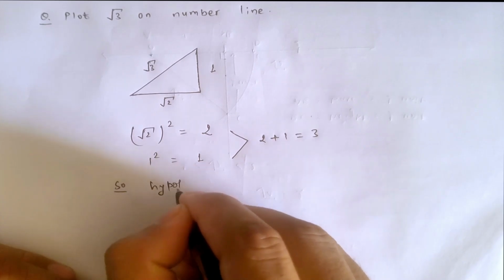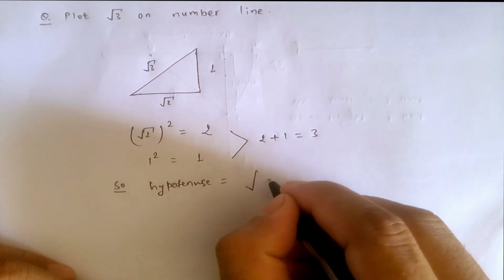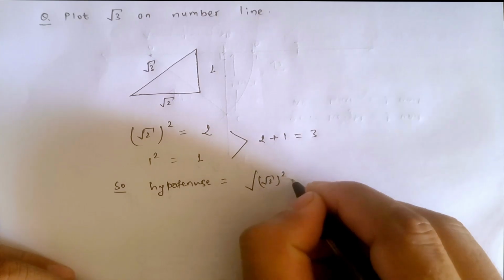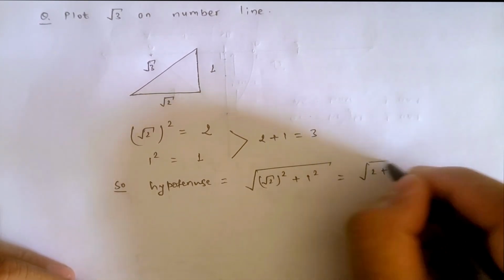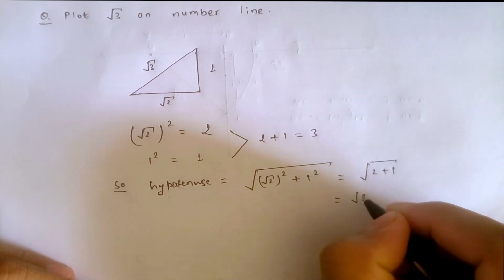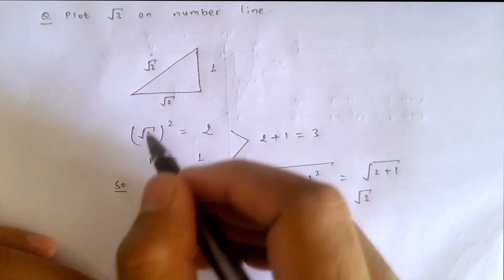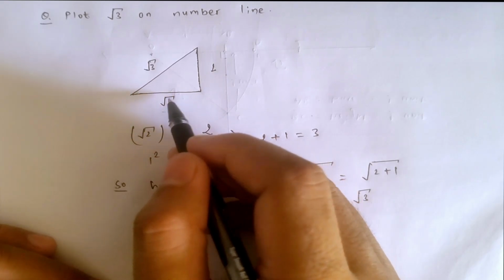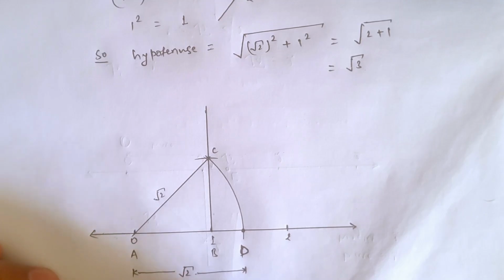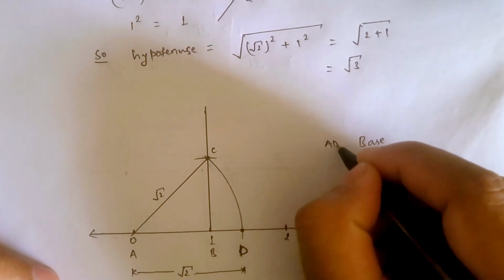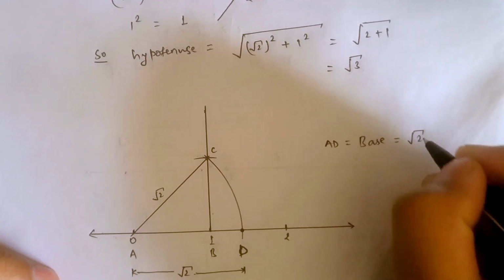So hypotenuse is equal to square root of root 2 squared plus 1 squared, which is equal to square root of 2 plus 1, which is equal to square root of 3. So it is essential to first plot square root 2 on the number line and use it as a base. This is our square root 2 which we have plotted earlier. So this is our base. AD is our base, which is square root 2.